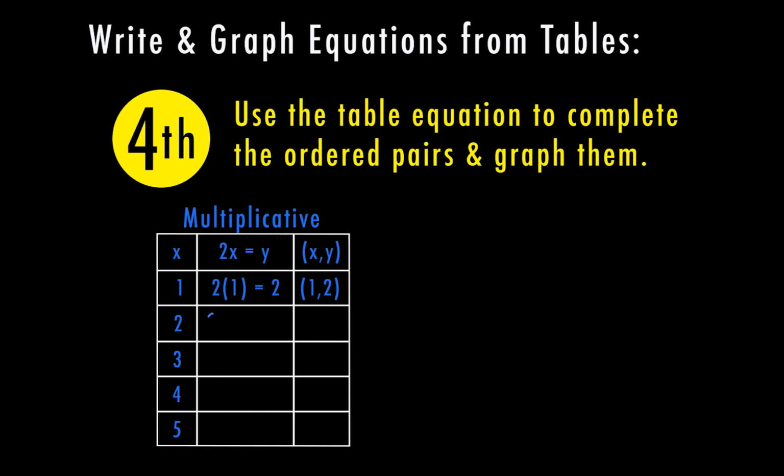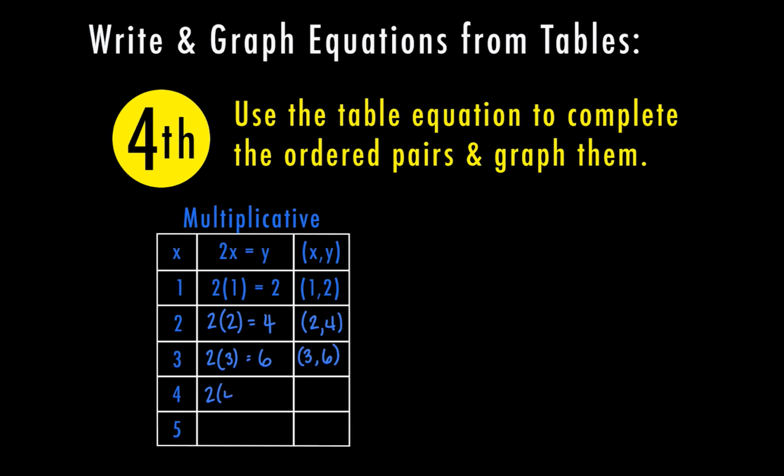That means for the next one, I'm going to do 2 times 2. I'm going to plug in a 2 for that x, and 2 times 2 is 4. So now I can write my next ordered pair. That means that if x equals 2, y equals 4. So my ordered pair is 2, 4. Now I'm going to plug in a 3 for x. 2 times 3 is 6. So my next ordered pair is 3, 6.